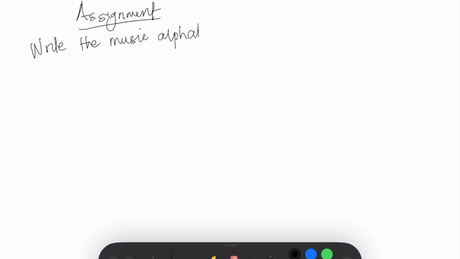Your assignment today will be to identify some notes on the staff. Assignment. Write the music alphabetical names of the following notes.